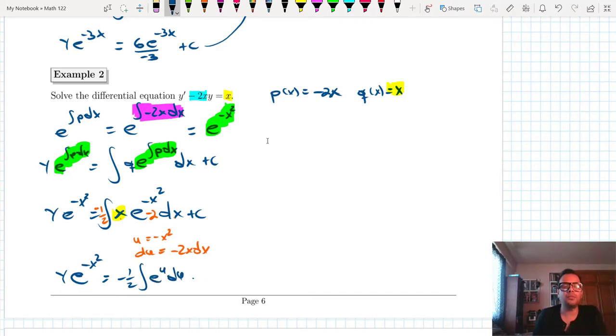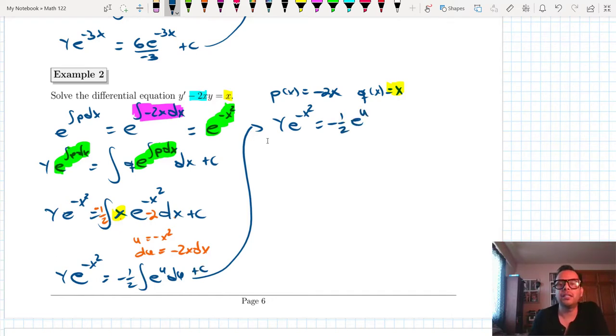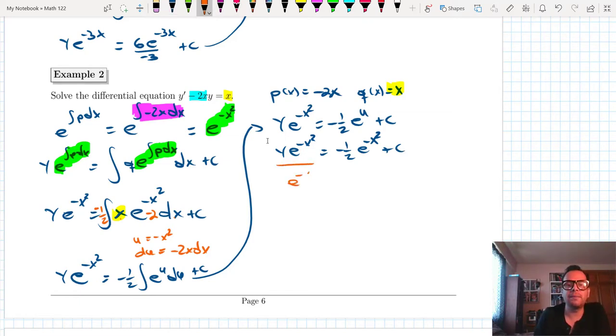But what is the integral of e to the u? Isn't it just e to the u, because the integral of an exponential function is itself the exponential function. Negative 1/2 e to the u, oh I forgot the plus c here, and plus c. And let's just go back substitute, so that's y e to the negative x squared equals negative 1/2 e to the negative x squared plus c. What do we do next? Divide both sides by e to the negative x squared to get y by itself.